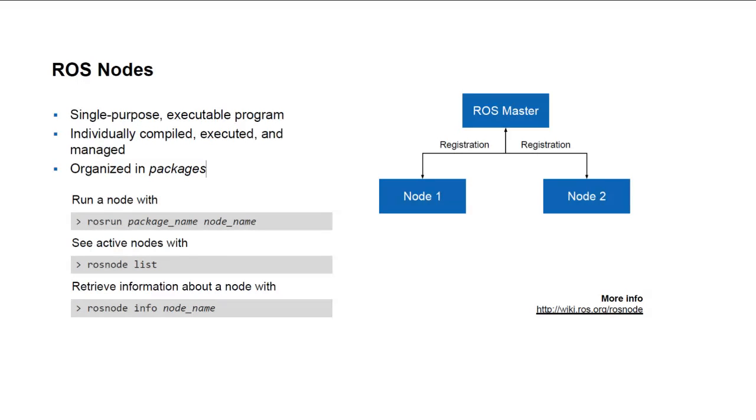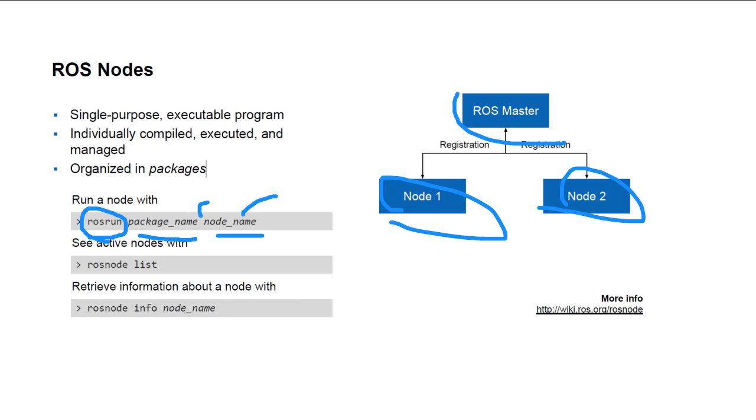You see here in the example, with the ROS master, each individual node needs to be run. For example, on the screen we have two nodes, node 1 and node 2. To run a node, the command is rosrun, package name, and node name. You will use this a lot of the time. We will assign a package name and a node name. Here node 1 and node 2 have registration to the ROS master.